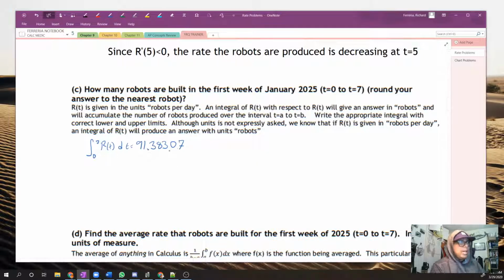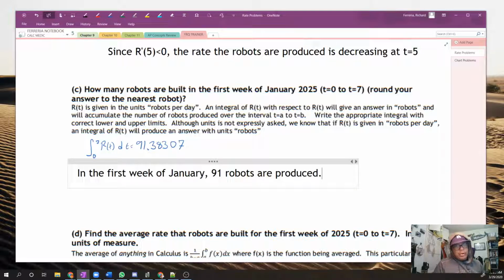And I know what you're saying. You're saying, well, aren't I supposed to round to the nearest robot? And yeah, you are going to round to the nearest robot, but you're going to round to the nearest robot when you write your summary statement. This is all the math you need to show. Now you just have to interpret your results in a sentence. So what is the interpretation then? In that first week of January, 91 robots are produced. This is where you are doing your rounding when you're presenting answers.